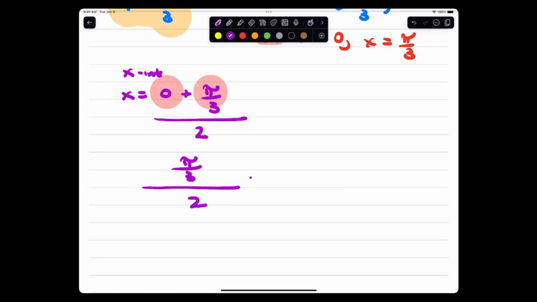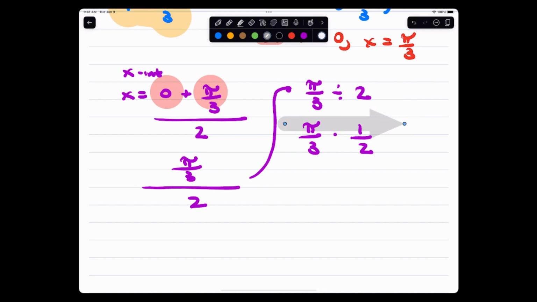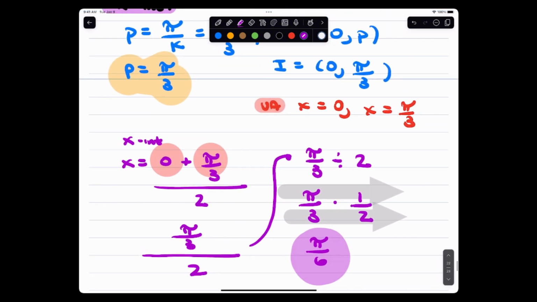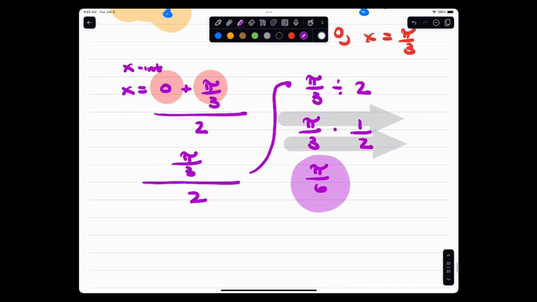But you go, but why? Again, more of that arithmetic. Can you find that on my algebra website? Pi over 3 divided by 2. What is that? Pi over 3 times 1/2. And then what? What do you do? And that gives you pi over what? Pi over 6. There you go, ladies and gentlemen. Easy peasy, lemon squeezy. This is your x what? Intercept.